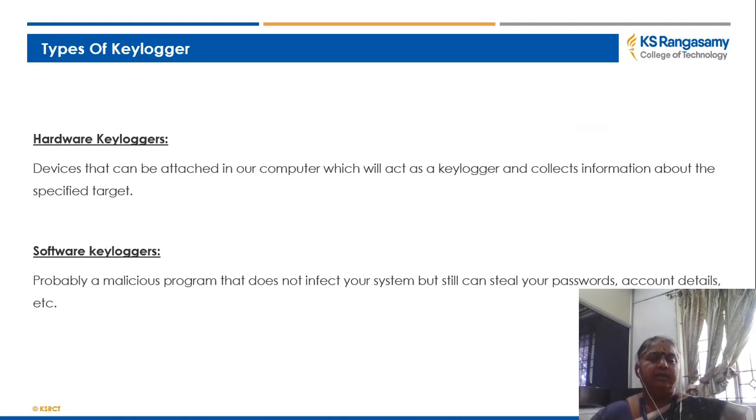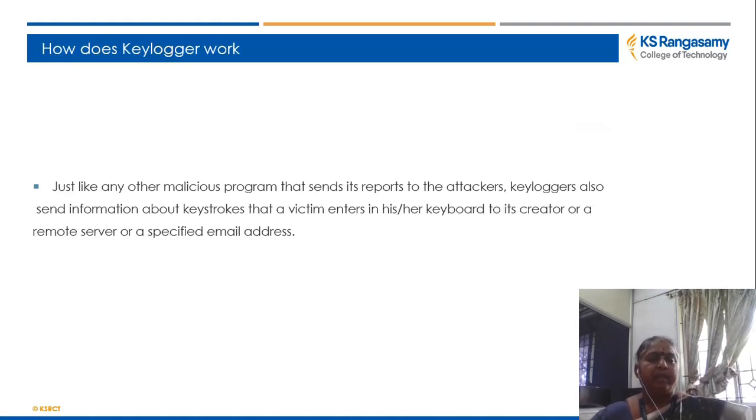A hardware keylogger is a device that can be attached to our computer, which will act as a keylogger and collects information about the specified target. A software keylogger is a malicious program that does not infect your system, but still can steal your passwords, account details, etc. How does a keylogger work?